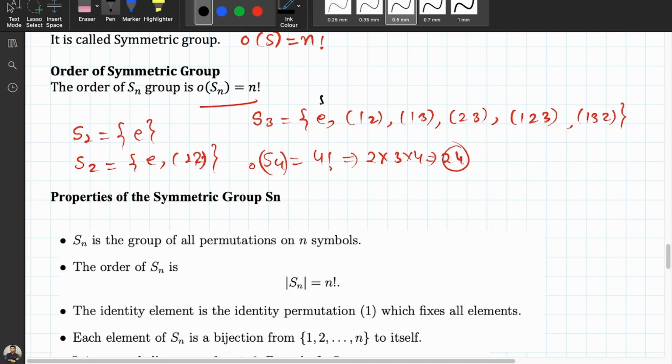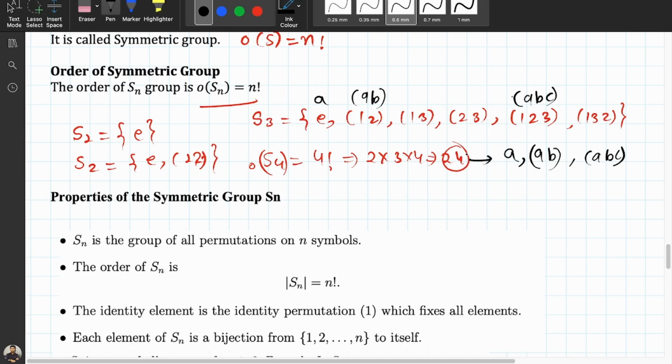Here it is a single A type element. This is called A type element, this is called AB type element, and this is called ABC type element. These are the types of elements. So in S4, A type, AB type and ABC type elements will be there.